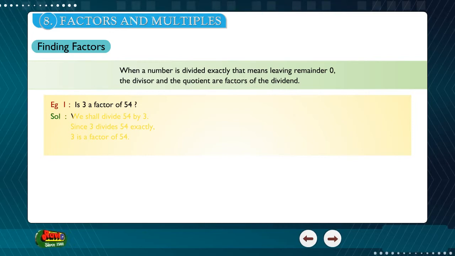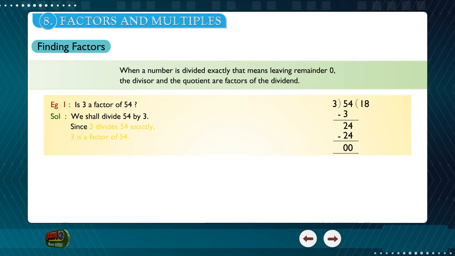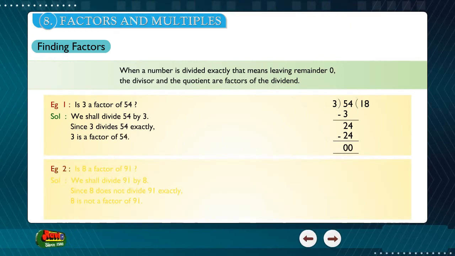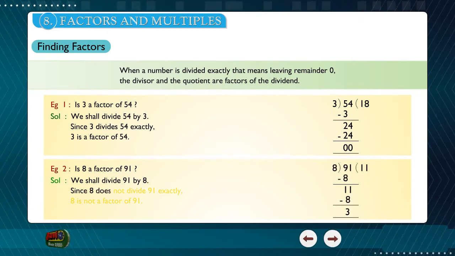Example 1. Is 3 a factor of 54? Solution. We shall divide 54 by 3. Since 3 divides 54 exactly, 3 is a factor of 54. Example 2. Is 8 a factor of 91? Solution. We shall divide 91 by 8. Since 8 does not divide 91 exactly, 8 is not a factor of 91.